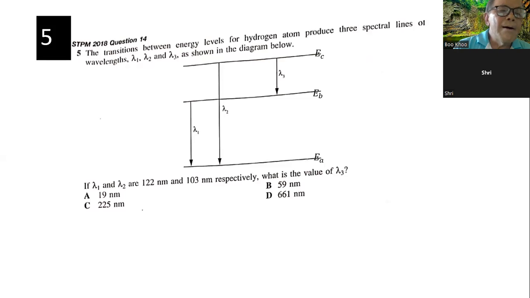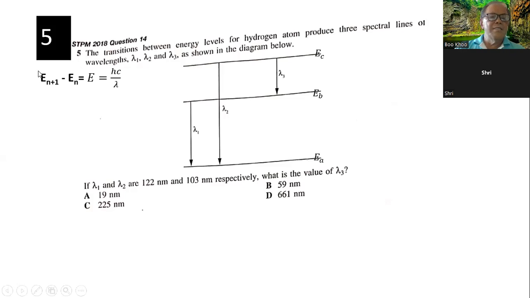Okay. The transition between energy levels for hydrogen atom produces 3 spectral lines of wavelength lambda 1, lambda 2, lambda 3 as shown in the diagram below. If lambda 1 and lambda 2 are given, what is the value of lambda 3? A, teacher. How do you derive it? No, the lambda 2 minus lambda 1. Cannot do like that. You have to go to the equation.